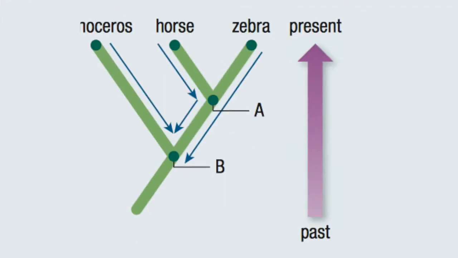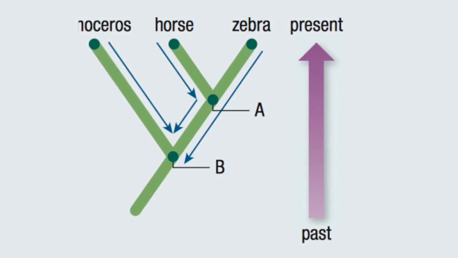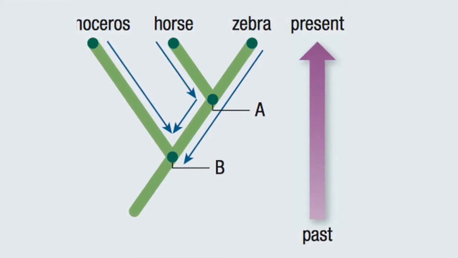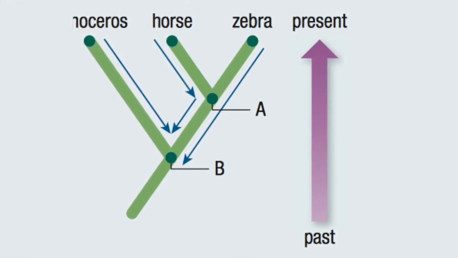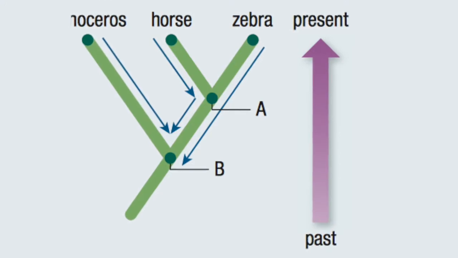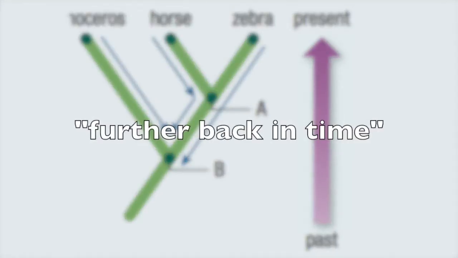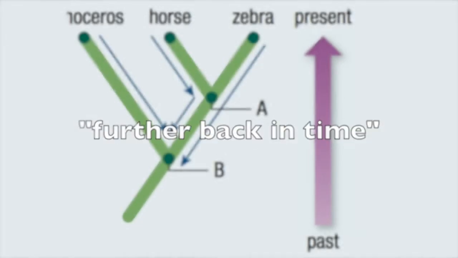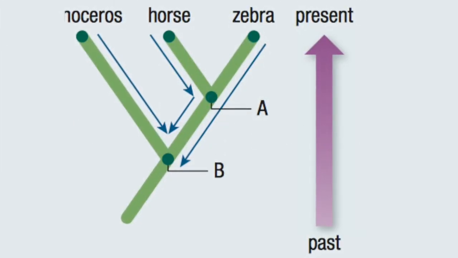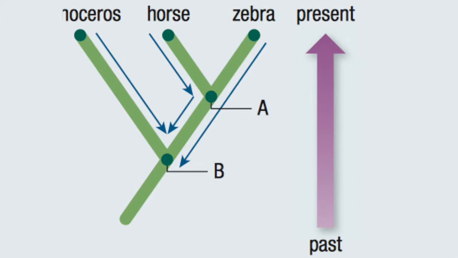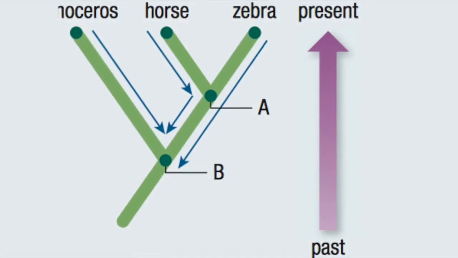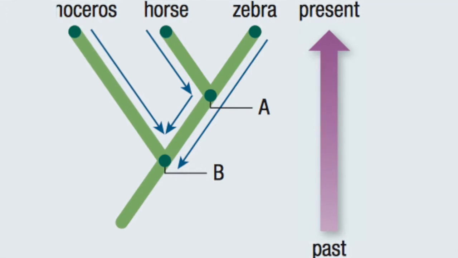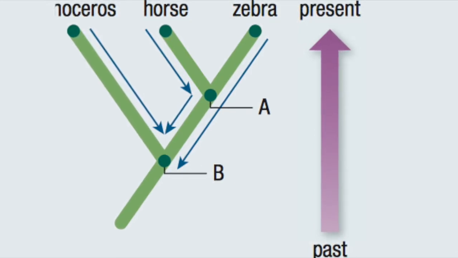So, you're probably wondering, what exactly does the present to past purple arrow have to do with anything? Well, if you look at the branches of the zebra and the rhinoceros, the most recent ancestor is species B, as mentioned. Species B is located further back in time than species A, since it is located much further down the tree. This means that the rhinoceros and zebra are more distantly related than the horse and the zebra. In conclusion, species B is the most recent common ancestor of all three species.